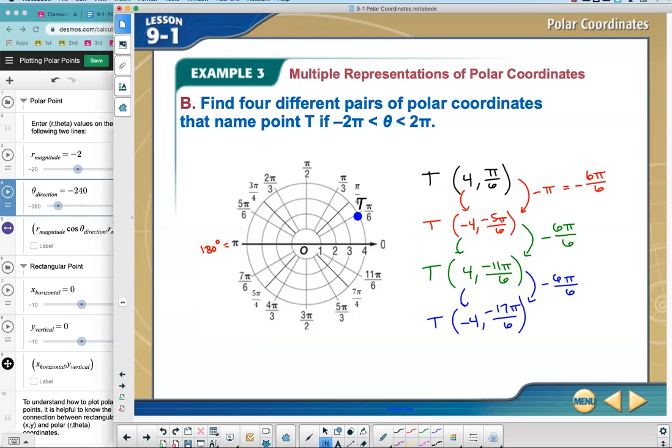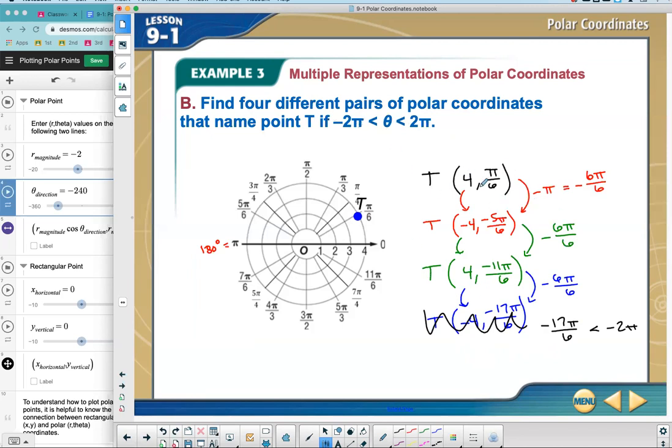What rule did I break on this fourth point? Look at the angles in particular. That's where I broke the rule. There's 3 negatives. How many negatives are you supposed to have? 2. This is not within the domain. This right here is outside the domain. Negative 17 pi over 6 is less than negative 2 pi. It's outside domain. So that one won't work.